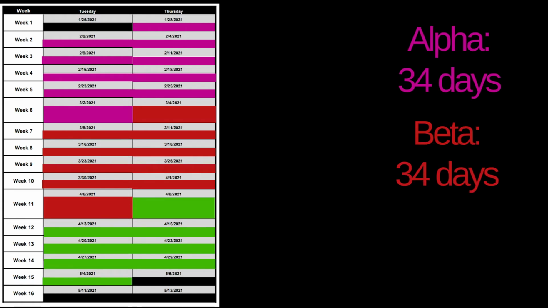Once I was given this chart, I added up the number of days between each milestone and determined how long my team had for each. The results were 34 days for the alpha, 34 days for the beta, and 26 days for the golden master.